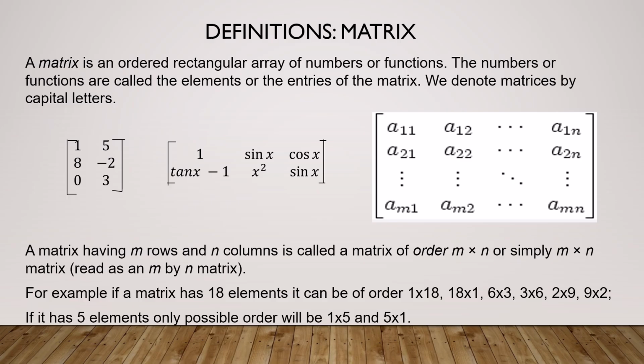But suppose a matrix has 5 elements, then there will be only 2 possible orders, 1 cross 5 and 5 cross 1. 1 row 5 columns, 5 rows 1 column. Why? Because 5 is a prime number.